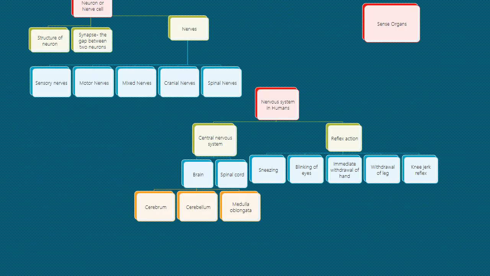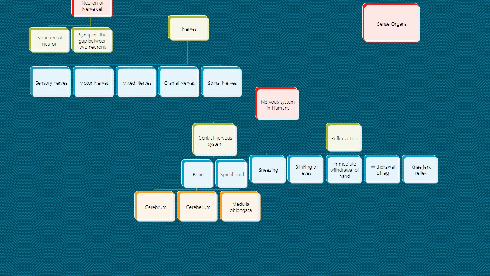In this diagram we can see the main parts covered in this lesson: neuron or nerve cell, nervous system in humans, and the sense organs. Under neuron or nerve cell we have three classifications: the structure of neuron, synapses, that is the gap between two neurons, and the nerves. Under nerves we have sensory nerves, motor nerves, mixed nerves, cranial nerves and spinal nerves.